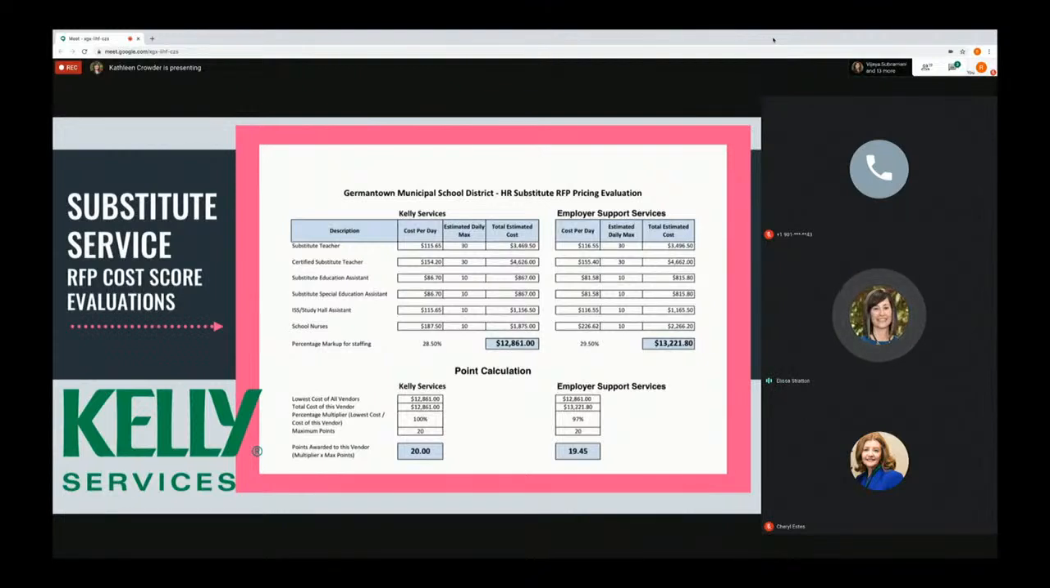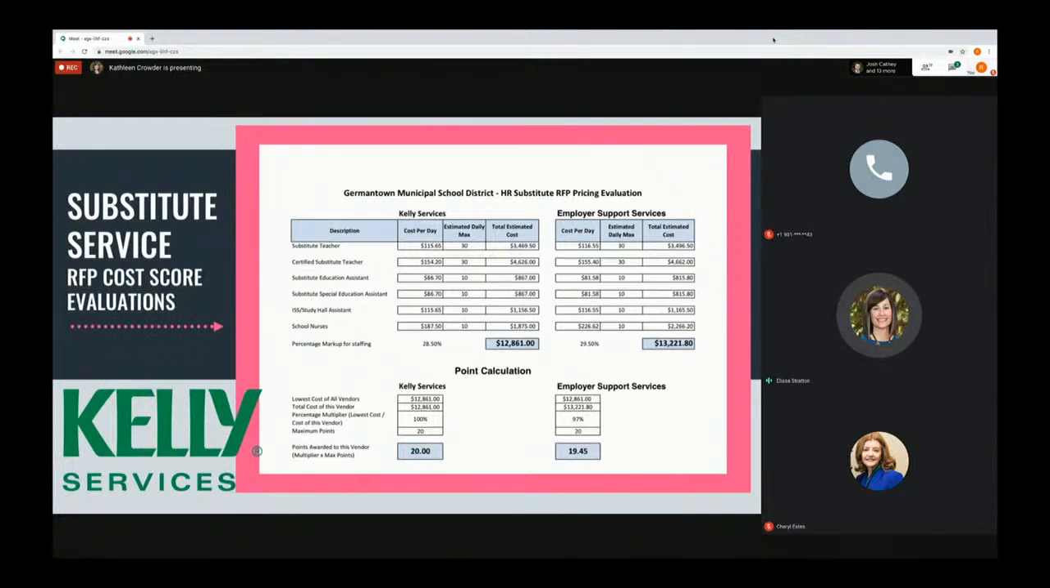Like Mr. Manuel just mentioned, since 2014, GMSD has partnered with Kelly Services to provide substitute services in our schools for our classroom teachers, our teachers going out on long-term leaves of absence. We call those interims. Also SPED assistants, ISS study hall monitors, and nurses. Our original contract with Kelly Services is set to expire on June 30th. So we thought it would be a great idea to go ahead and issue a request for proposal for external staffing to see what was out there.